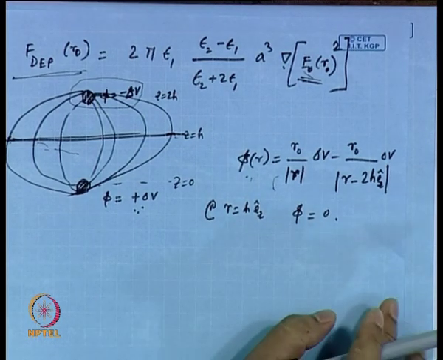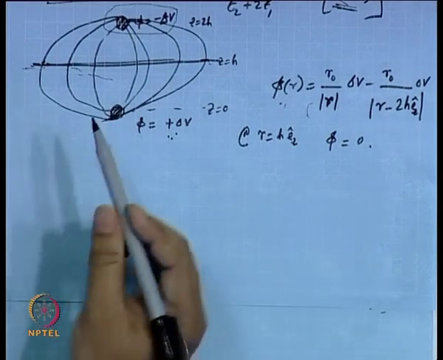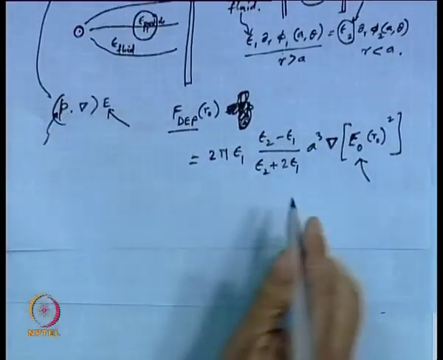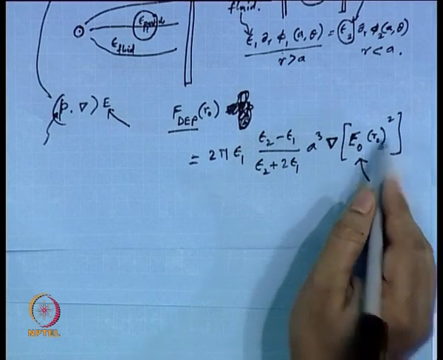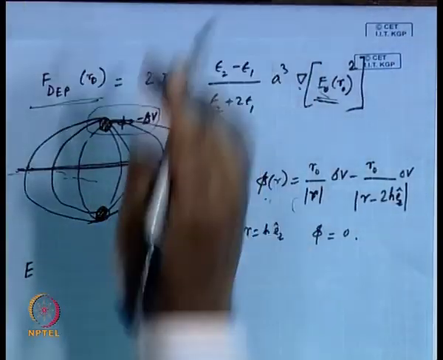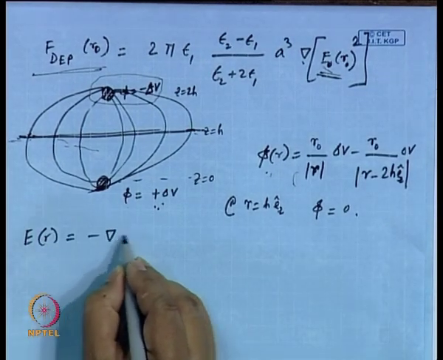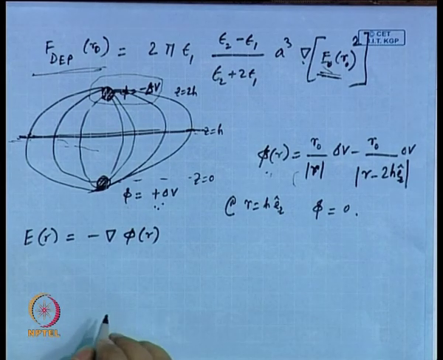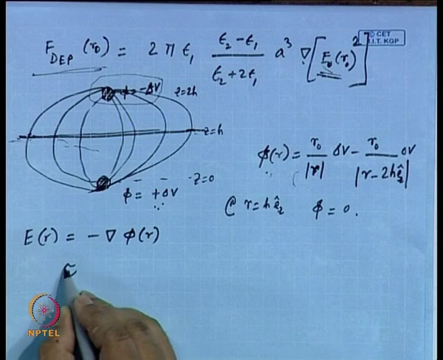With this phi, what you need to do now is find out what E is. Because in the last slide we had FDEP at r0 with E in it, and E, you know, the electric field, is minus del phi. So if you have this as phi, you take this and find out what E is. So E at r would be equal to minus del phi of r. This is the definition. Now here you make an approximation. I give you the final result, and then you think about how we get there.